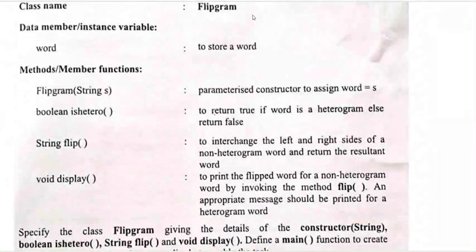The class structure is given: Flipgram, data member word, parameterized constructor, boolean isHetero, a function to check whether the word is a heterogram. Now see here, this function is non-parameterized. That means this function will work on the global data word. Next function, string flip. This function will flip the letters of the word and return the value, and a display function.